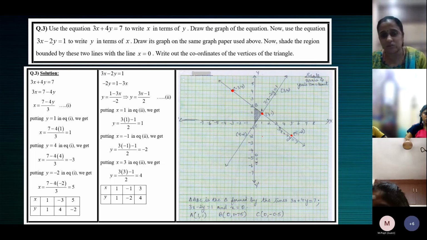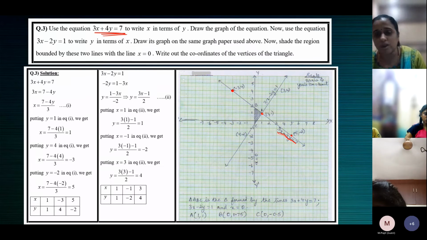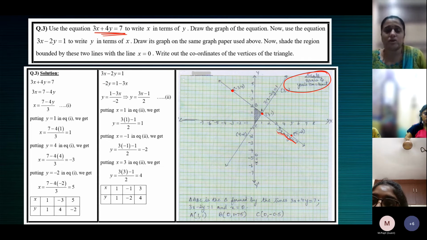And you can see I've written the equation there: 3x plus 4y is equal to 7. Write that equation given in the question. And for every point which is plotted, you can see the address near the point. That's important. And of course, the scale. So we got the first line.